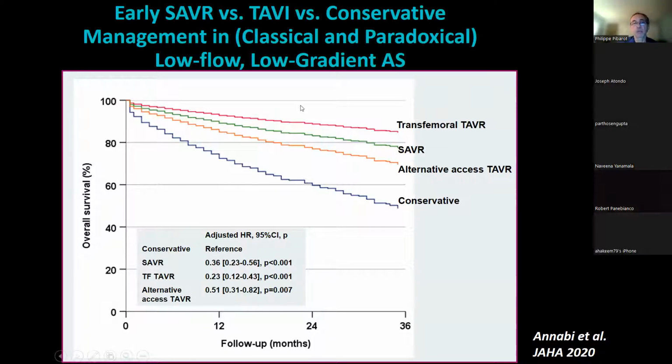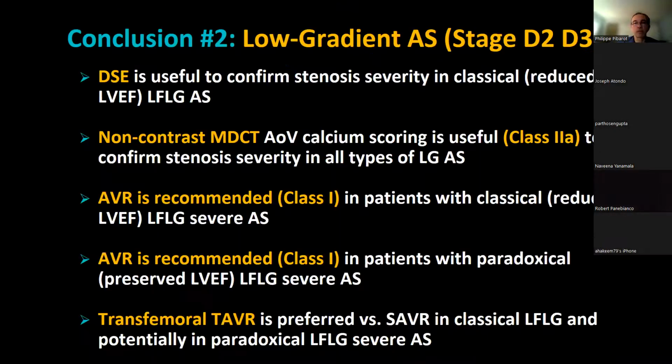These are the results of the TOPAZ study that we initiated more than 25 years ago. It's an observational non-randomized study, but we did a careful inverse probability weighting to compare the different types of therapy. And clearly the least invasive approach is associated with the best outcome, so transfemoral TAVR is associated with the best outcome in these patients.